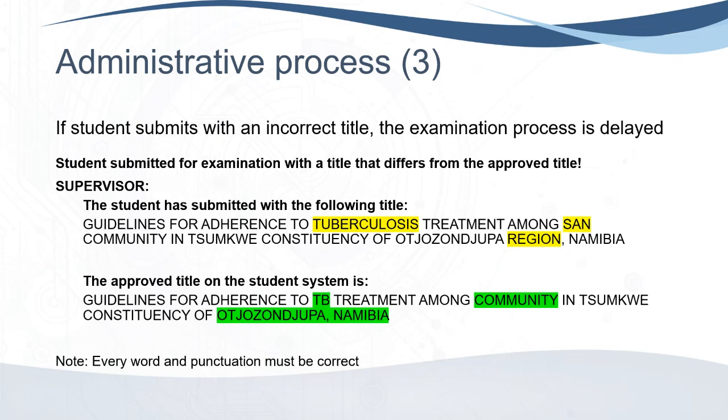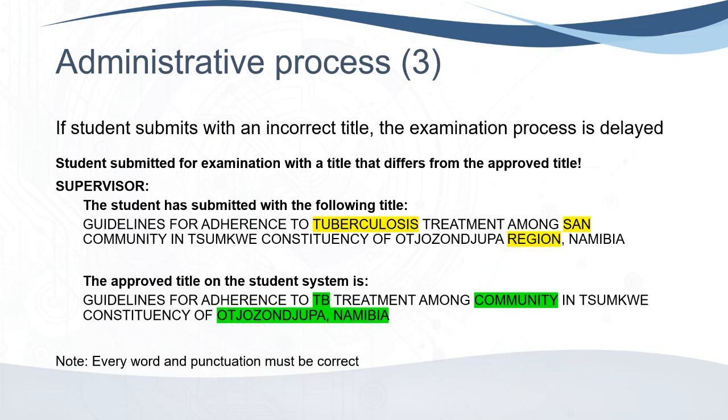Here is an example of a title of a thesis that was not sent to the examiners because of the errors. You can see the use of abbreviations or the full word, omitting a word or two. So you see the differences.